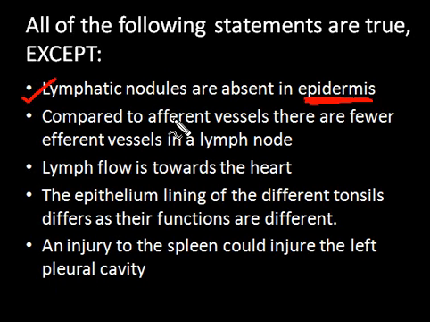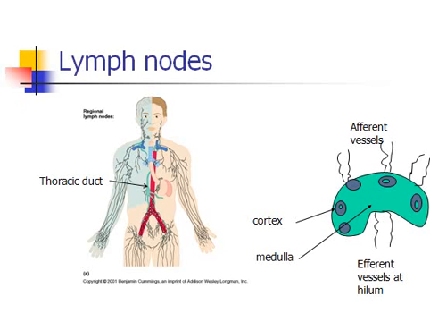Then up here, compared to afferent vessels, there are fewer efferent vessels in a lymph node. This also is a true statement. And again, just to show you, I've opened up one of your PowerPoint slides which you have, and notice, see these afferent vessels on the convex surface. See, there are 3 of them. And efferent, there's only 1.